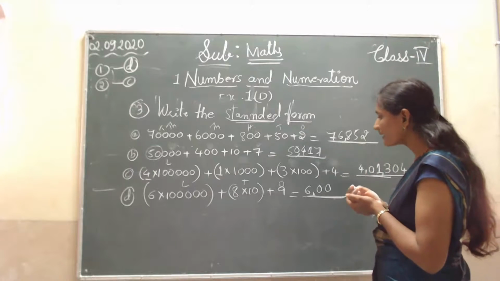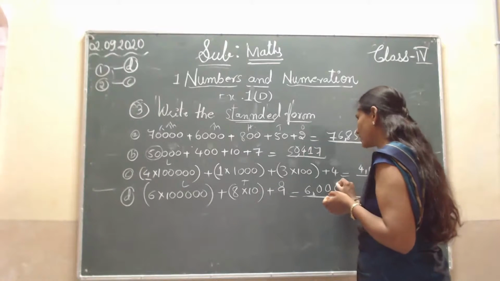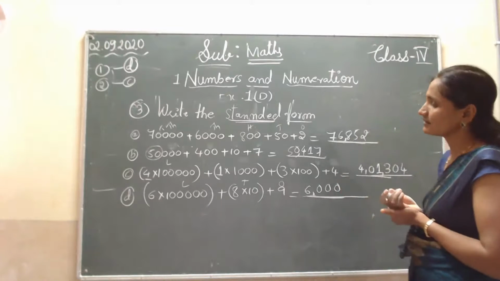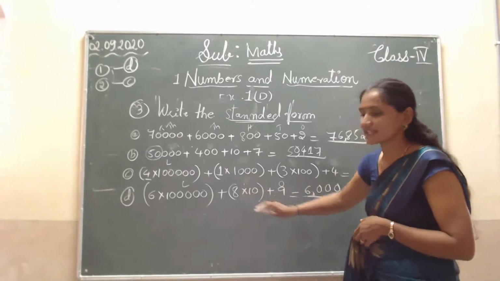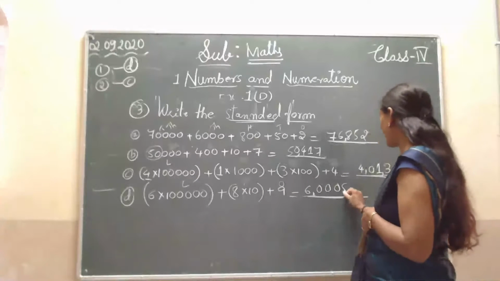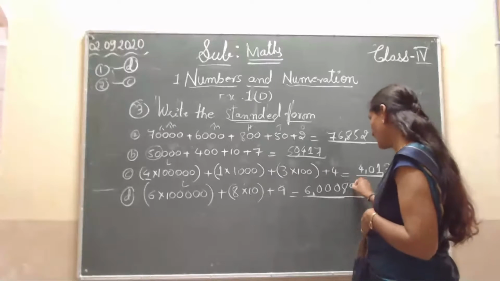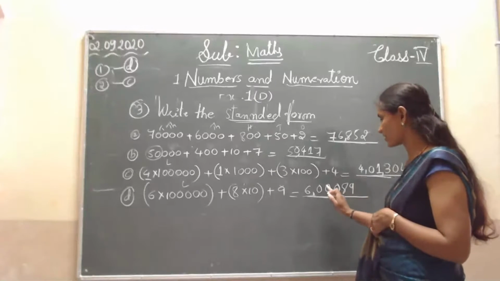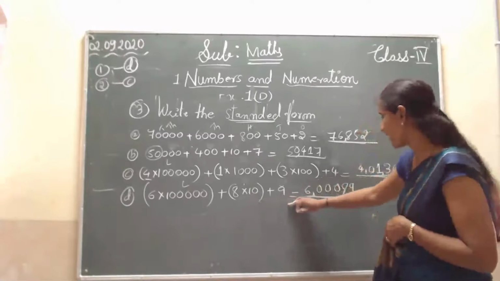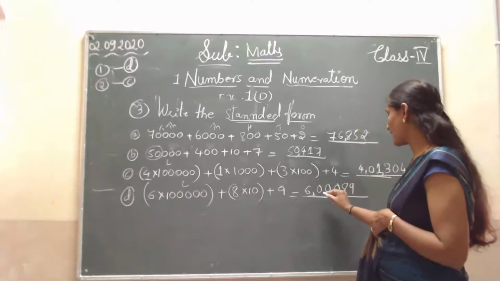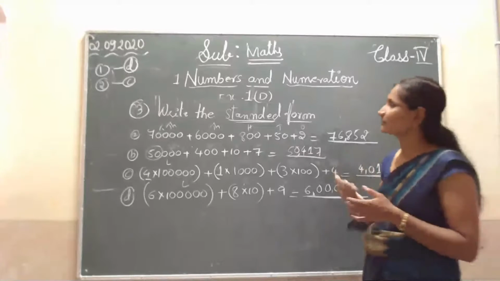In the next, the place value of 100 is not given, so you also consider that 0. Afterwards the tens place is given, that is 8, so we will write here 8. The ones place is given, that is 9. Last you will write the 9. So 6 lakh and 89, that is 6,00,089, students. So this is the fill up.